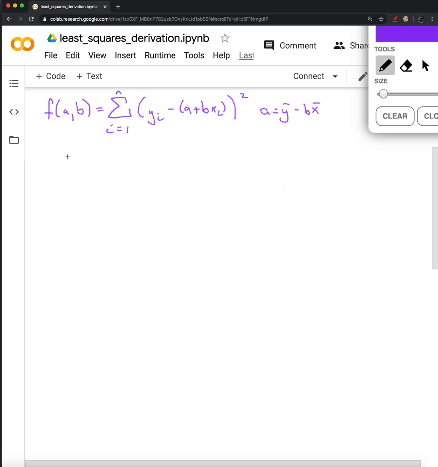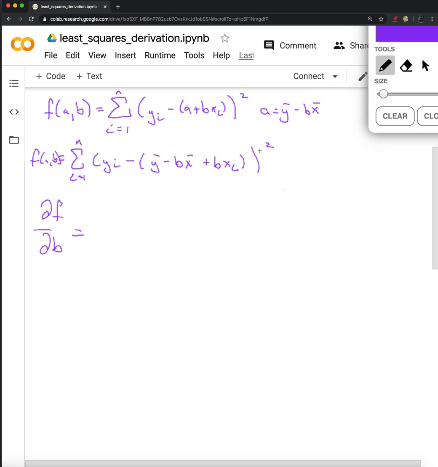All right, so first things first, let's make that substitution. And we get a sum of yi minus, instead of a, we've got y bar minus b x bar plus b xi, quantity squared. And now we can go ahead and actually take the derivative of that function. We're taking the derivative of f with respect to b.